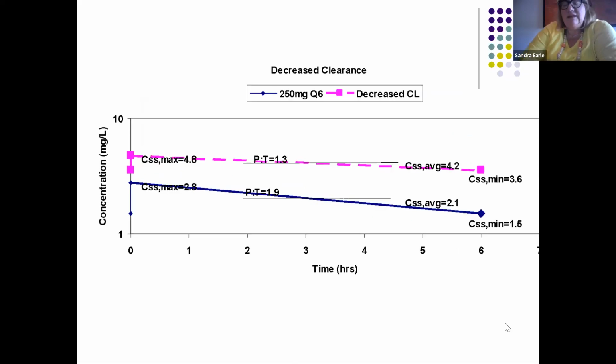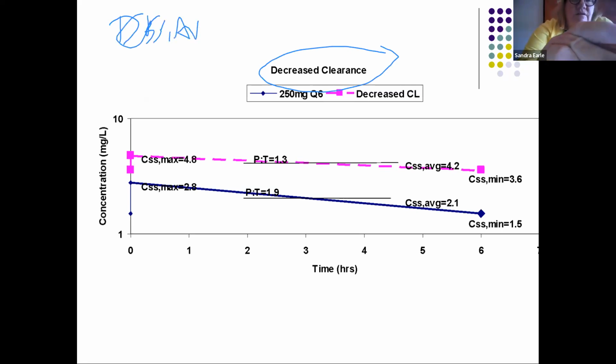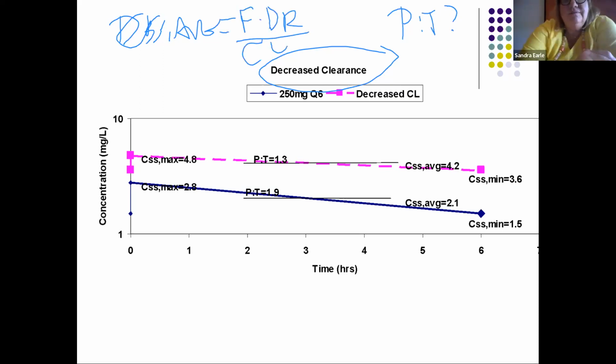All right, and last but not least, what about when there's a change in clearance? So again, in this case, we have a decrease in clearance. So that decrease in clearance, what's that going to do? Is it going to affect CSS average? Or is it going to affect our peak to trough ratio? Well, CSS average is determined by bioavailable dose rate all over clearance. So yeah, it's going to affect our CSS average. If we have a decrease in clearance, we're going to see an increase in CSS average, aren't we?